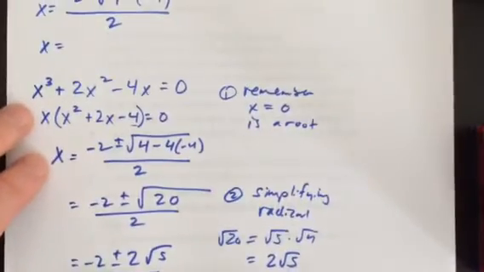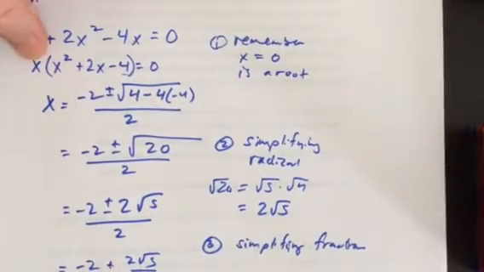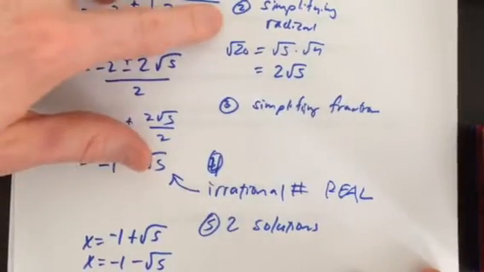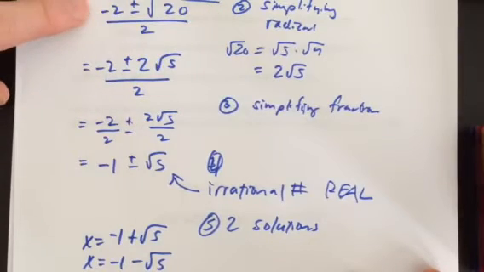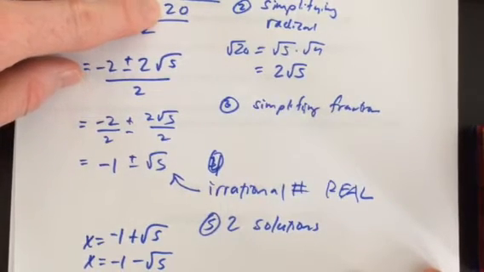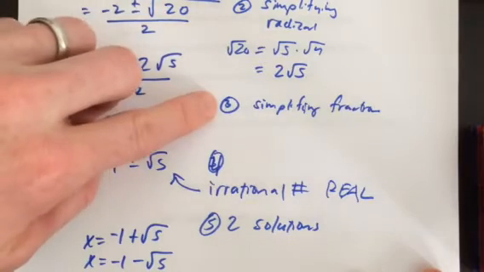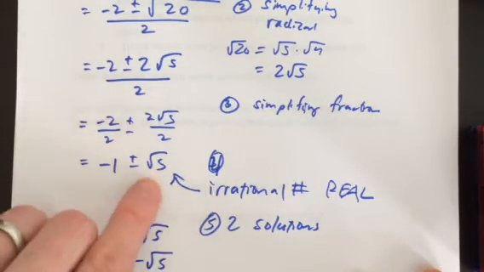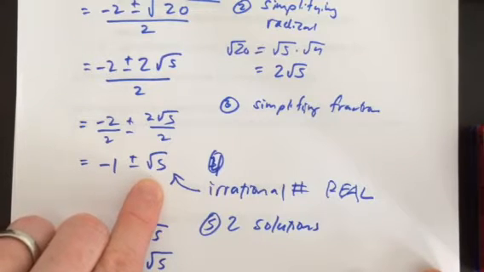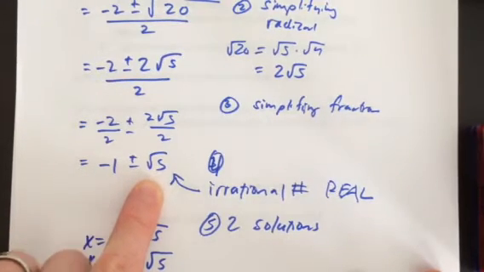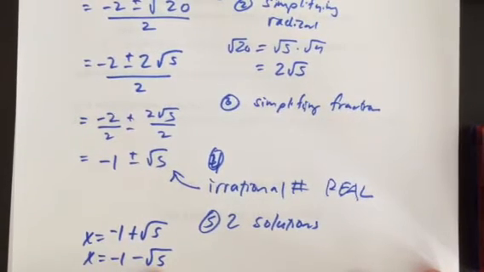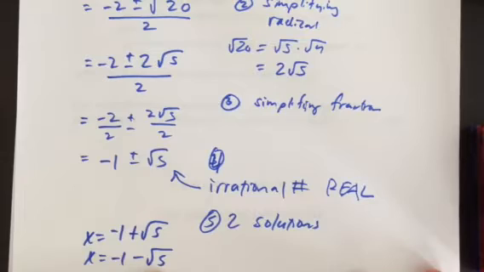So going back through this kind of problem, first error we saw is remembering that we had a 0 root. The second error that we saw was simplifying the radical, and we want to make sure that we simplify a number here that has a perfect square factor inside of it. The third error was simplifying the fraction. The fourth error was identifying that irrational number as irrational and real, not complex, because it's not negative. And then the fifth error was identifying two unique solutions from the quadratic formula.